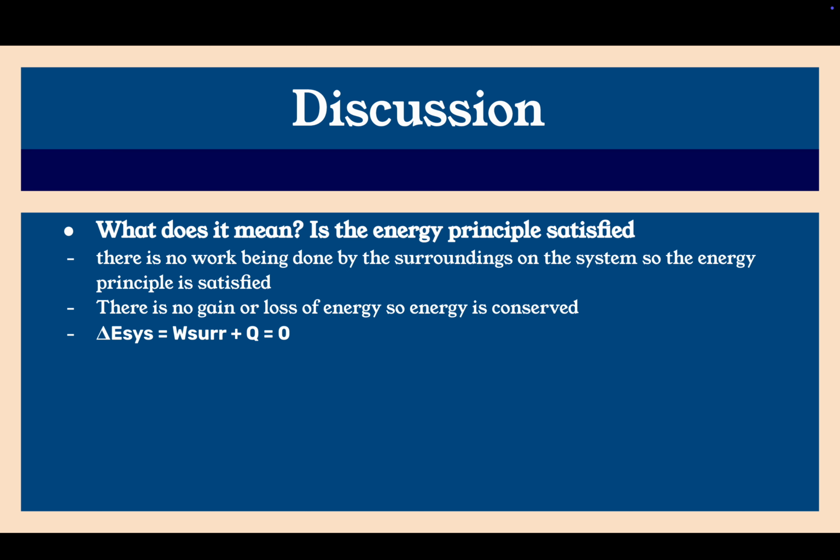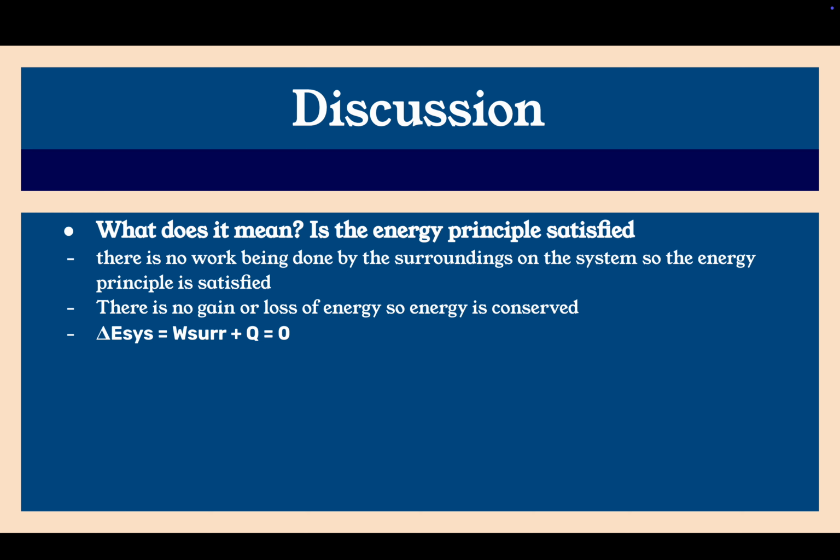Now, what does it mean? Is the energy principle satisfied? Because there is no work being done by the surroundings on the system, or any energy coming out of the system into the surroundings, energy is conserved. So the energy principle is satisfied, meaning there is no loss or gain of energy within the system. This can be seen with the equation delta E of the system is equal to the work of the surroundings plus Q, which is thermal energy.